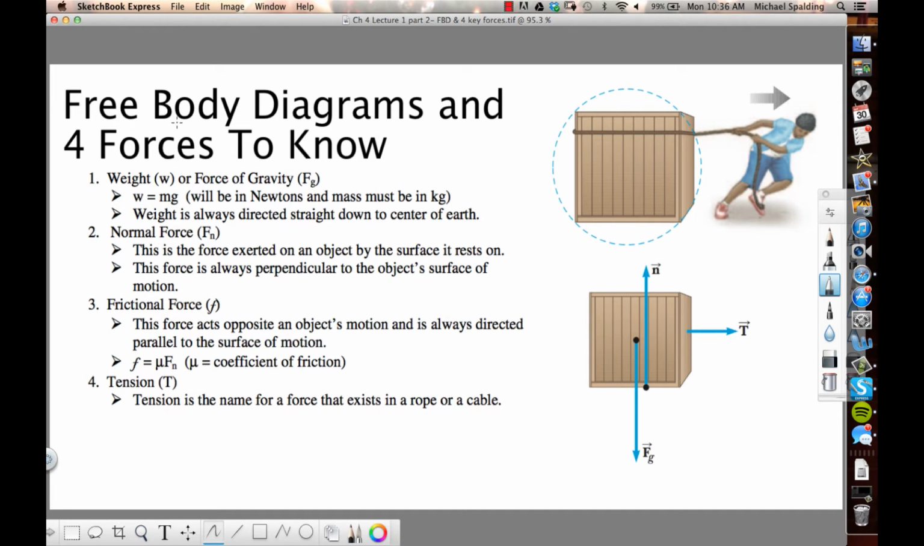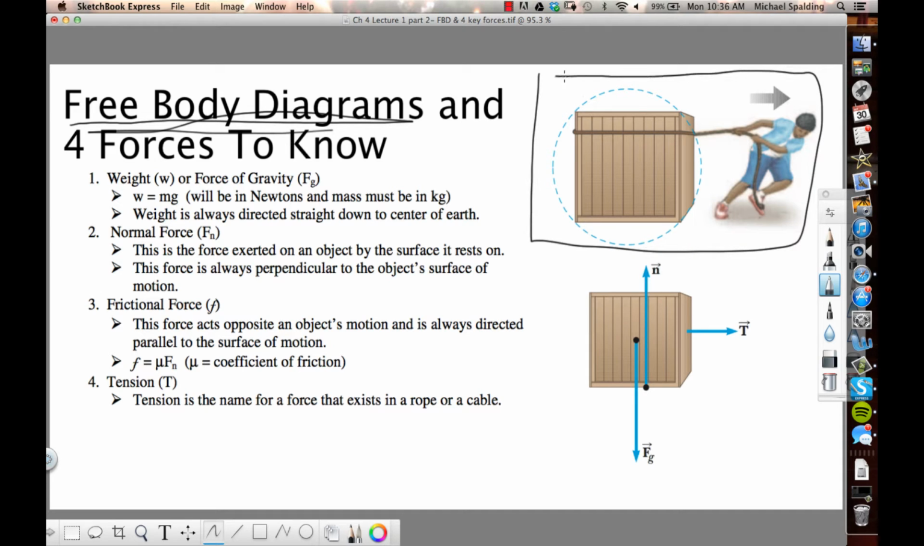All right, free body diagrams and 4 forces to know. So first off, what is a free body diagram? A free body diagram is a special diagram that shows only the forces acting on an object. So here we have a kid pulling on this box, okay? He's tugging on this box with a rope. This is the free body diagram for that situation, okay? So it just shows the forces.